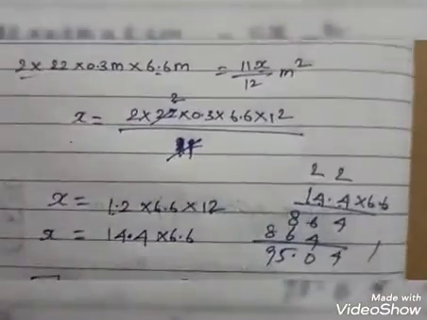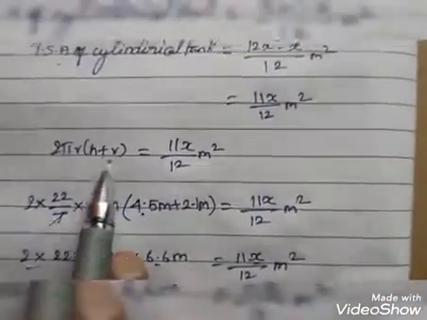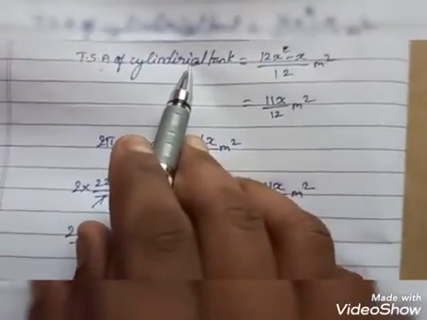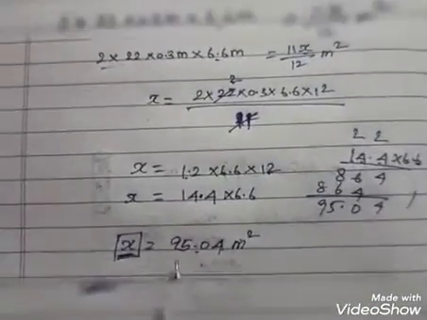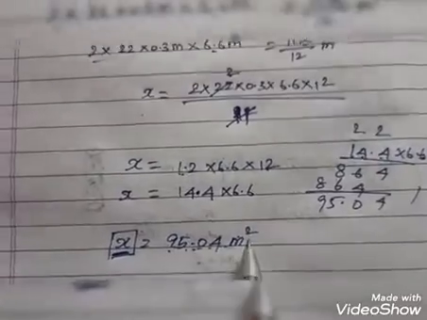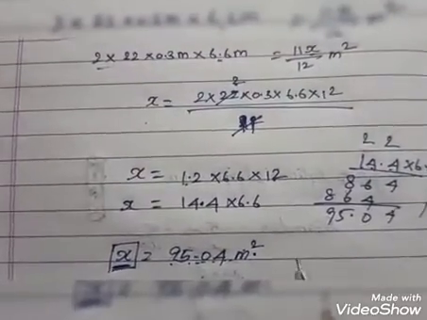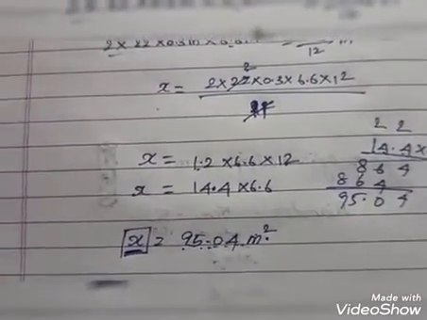So the cylindrical tank we have to make by 95.04 meter square, and the wastage seems to be 1 by 12 of this meter square.